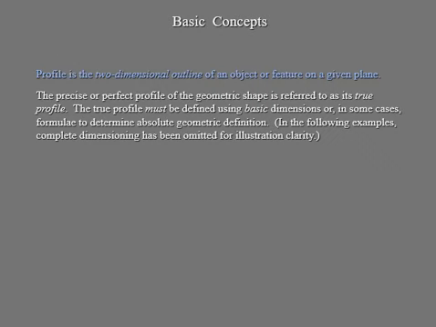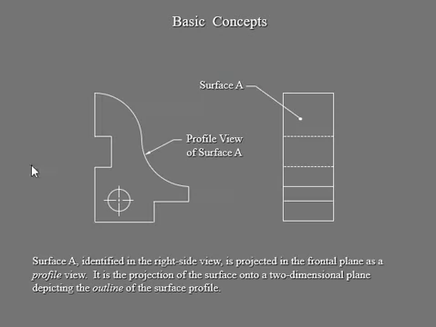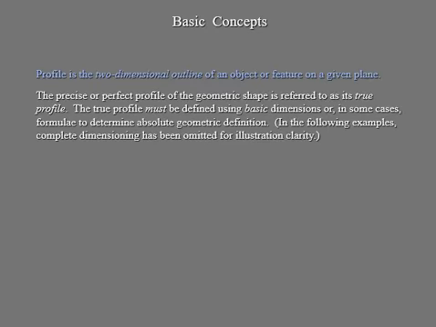Of your object or the feature on a given plane. Now what is a given plane? We're going to go back one slide up. This is your given plane, because you can't see that surface A of the right side on the right side view. You can see the surface A of the right side view on the frontal view, and that frontal plane is your given plane because we can see the outline of it.